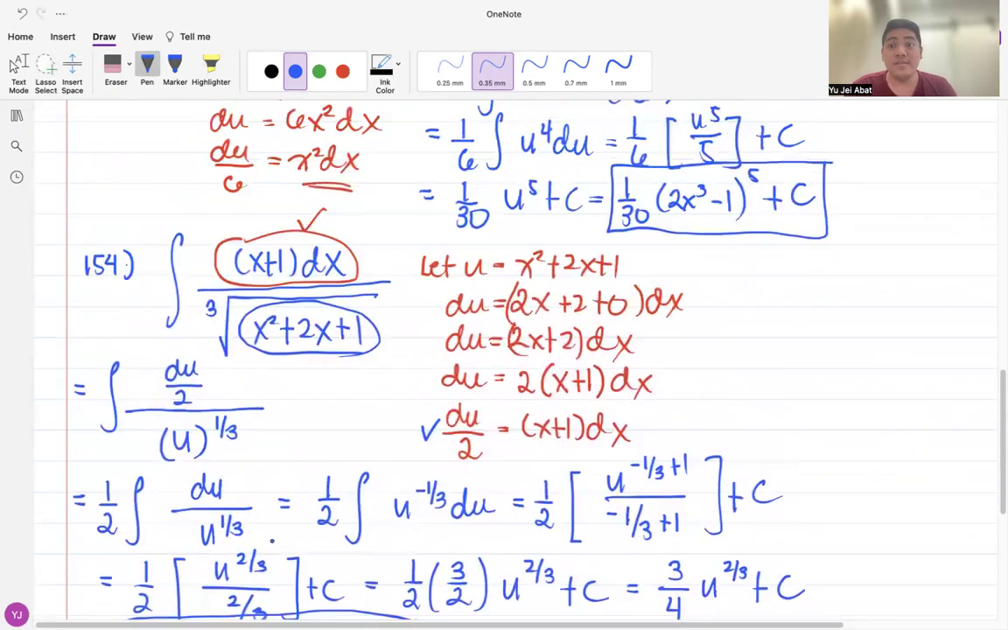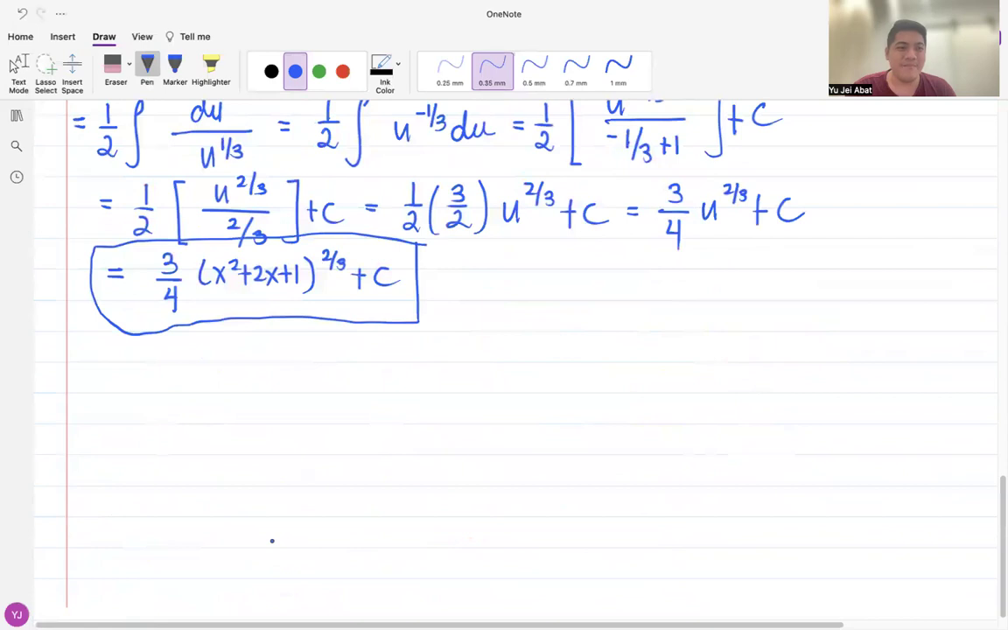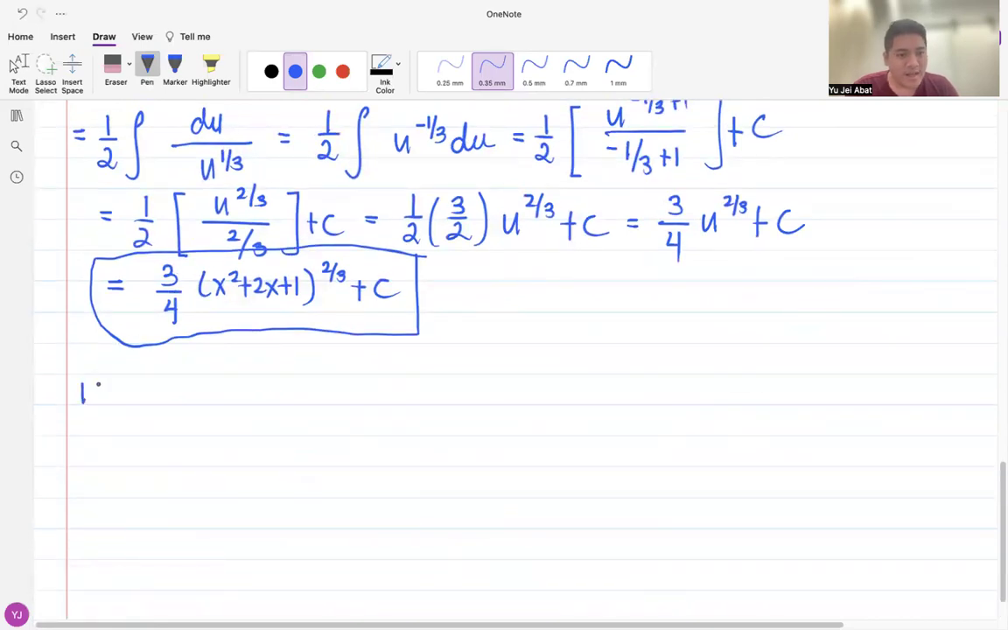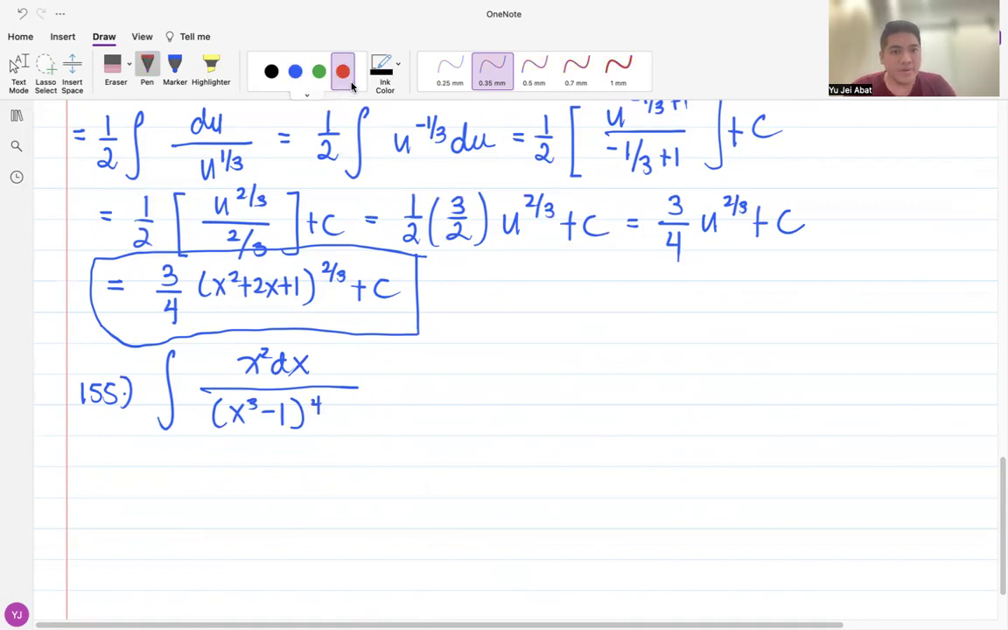So down to our last problem for some basic integrals. For 155, we have the integral of x squared dx all over x cubed minus 1 raised to 4. So if we're going to let u, obviously the denominator is x cubed, and the numerator is x squared. So might as well try u substitution for the denominator.